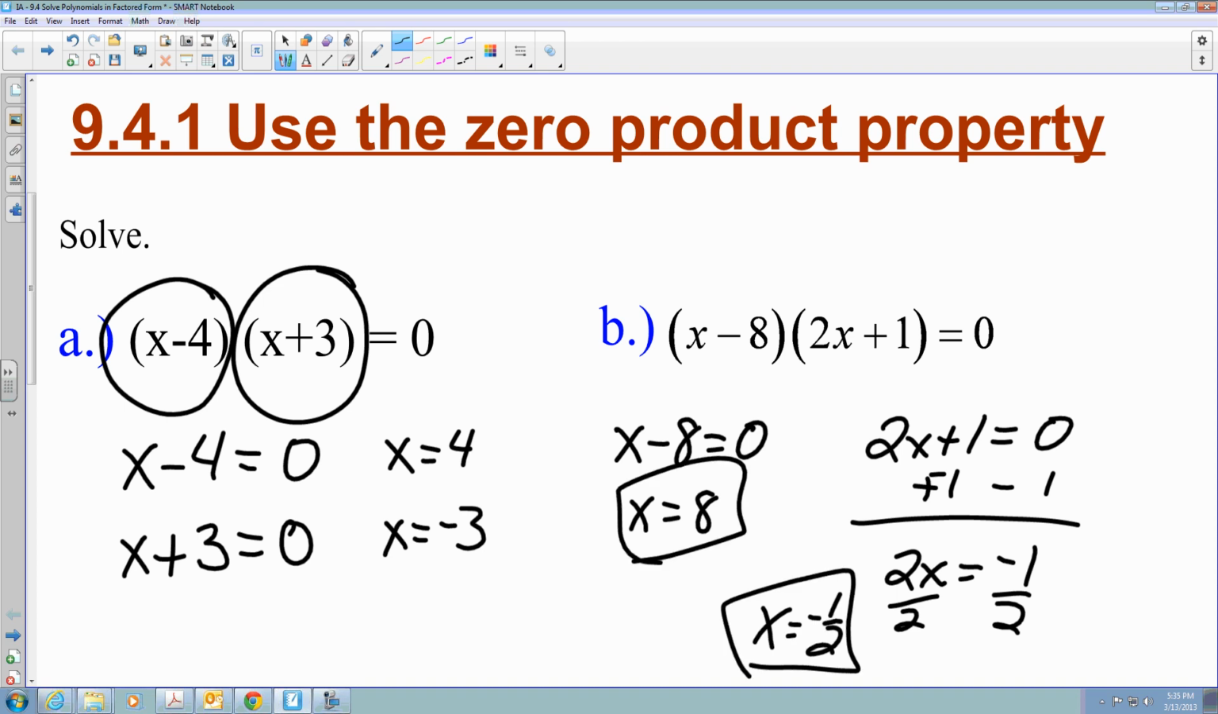So it doesn't matter if it's either 8 or a negative 1/2. One of these values is going to give you an equivalent of 0, which when we multiply by 0, we're going to get the value of 0. Okay?